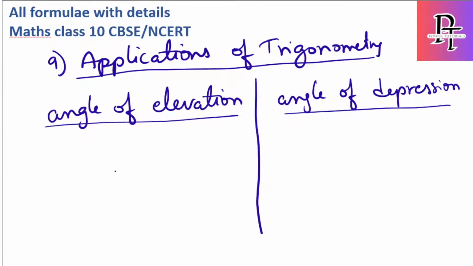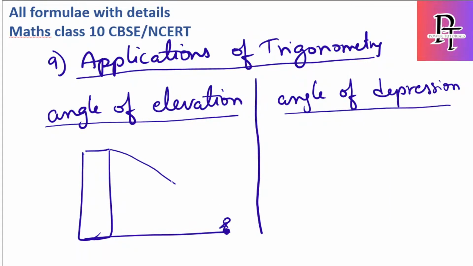Okay, so let's suppose this is the building here. Suppose we have a point here, and a boy is present here. If he is able to see the top of the building, then this angle is nothing but the angle of elevation. I will write it as theta e. This is the building.